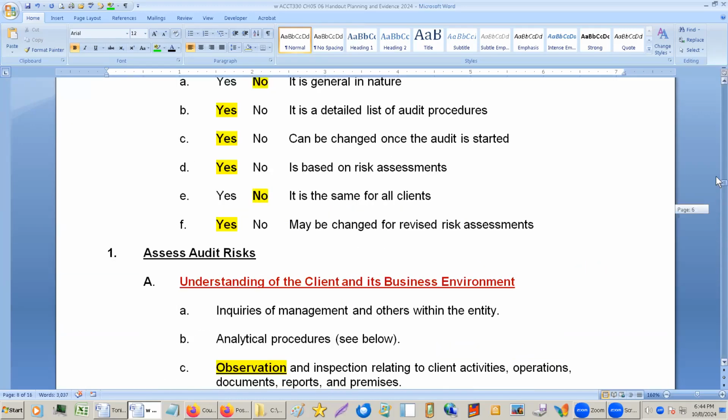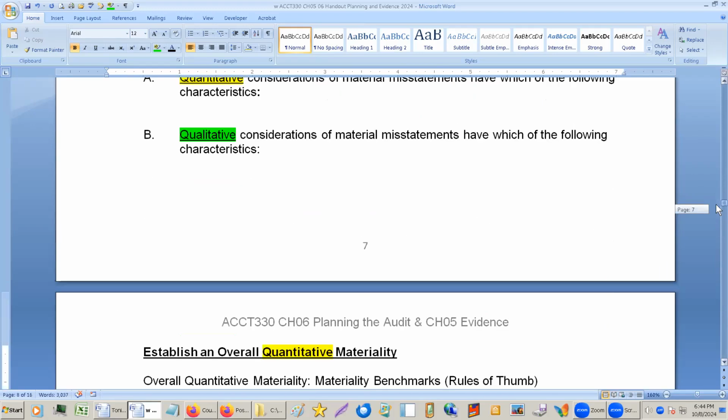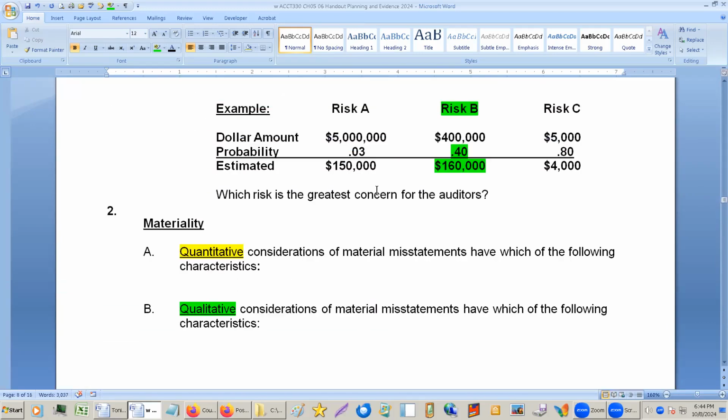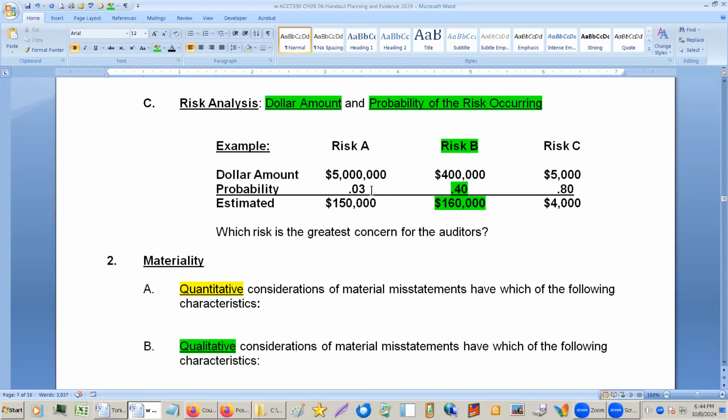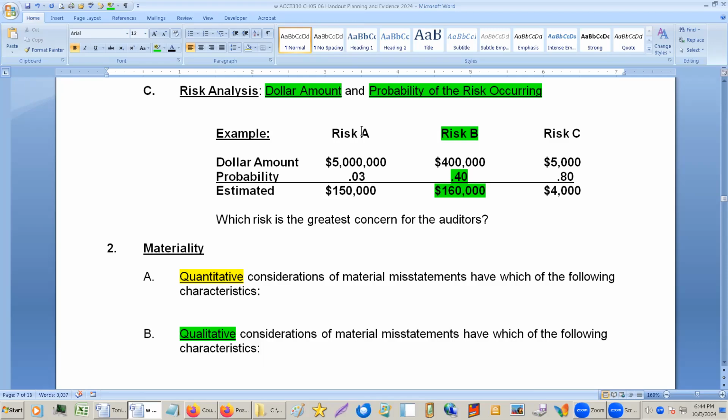Professor, can I ask you something? Sure. So once the risk is identified, like we said here, you said we need to document them and then explain how we would go about these risks or what they indicate, or both?